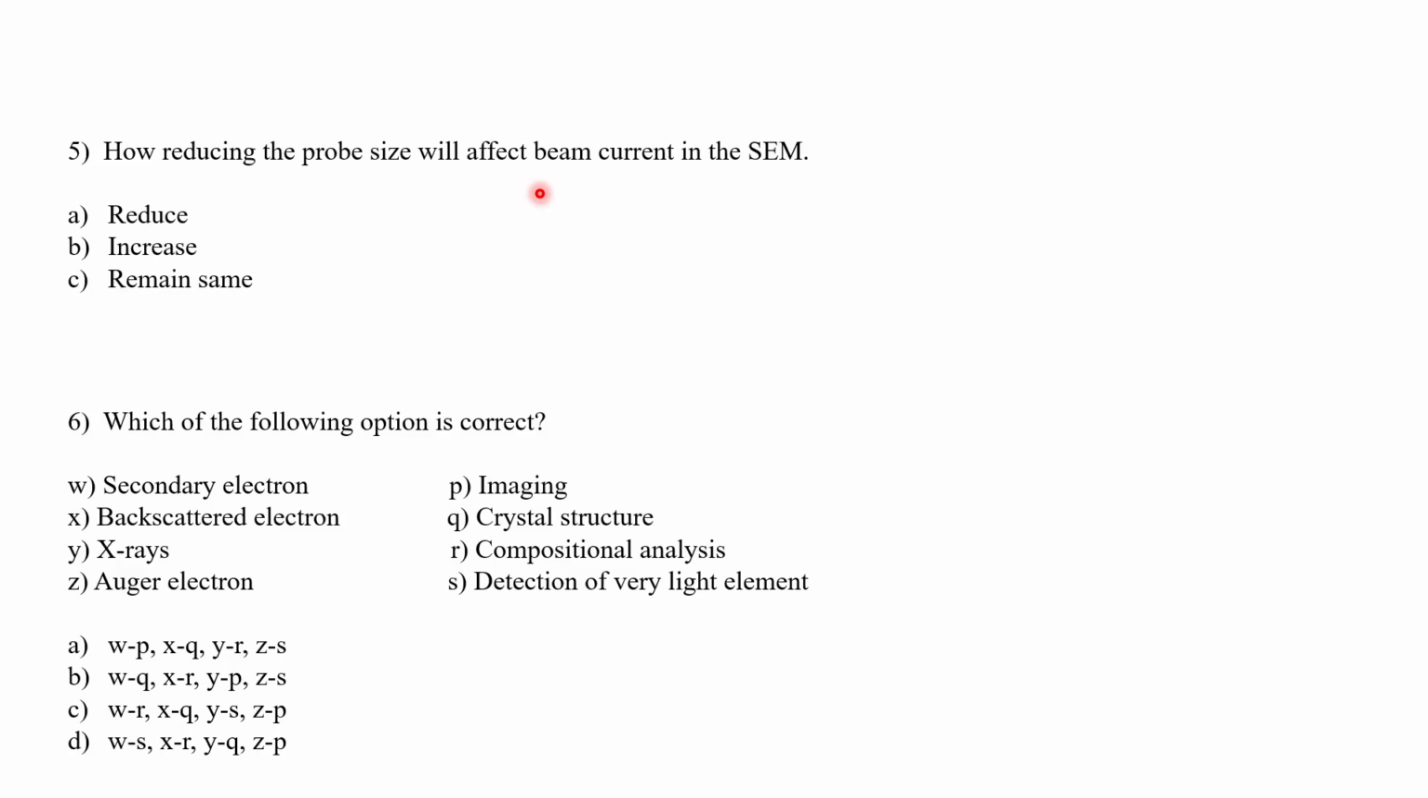I guess we discussed this in the last class, where we had the ideal system, the ideal case. To have the minimum probe size, the beam current should be 0, which is not at all possible. So using this statement, you can tell that reducing the probe size will affect the beam current by reducing it, right? Because the lower the probe size, the lower the beam current.